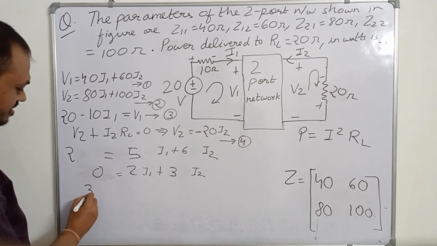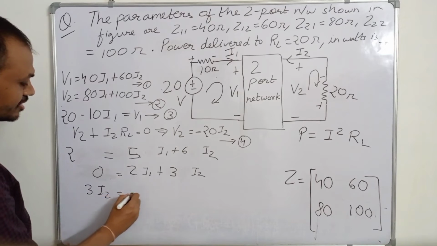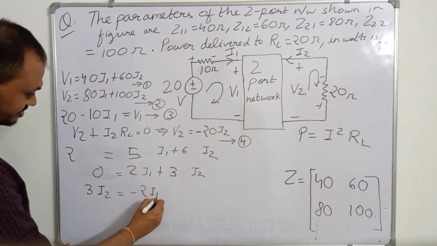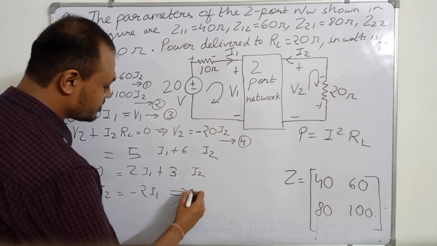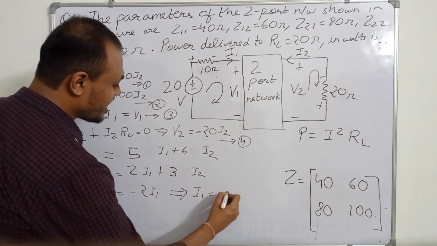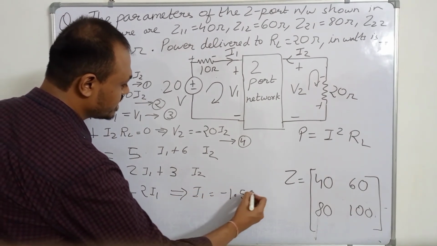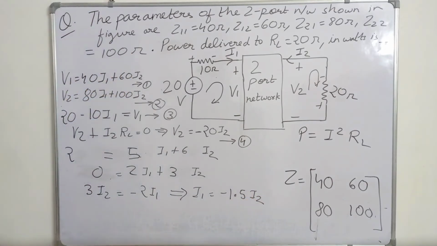So 3 I2 equal to minus 2 I1. So I1 equal to minus 1.5 I2. Okay, so we have got the relation between I1 and I2.